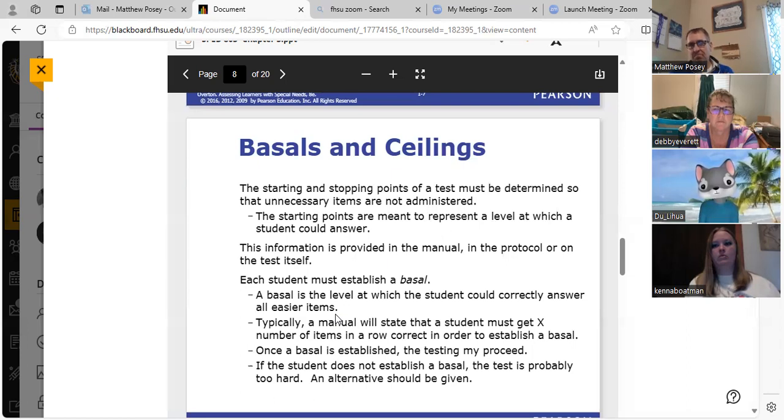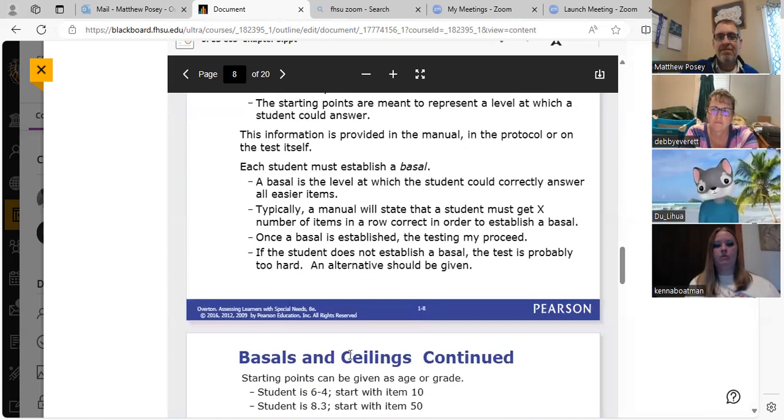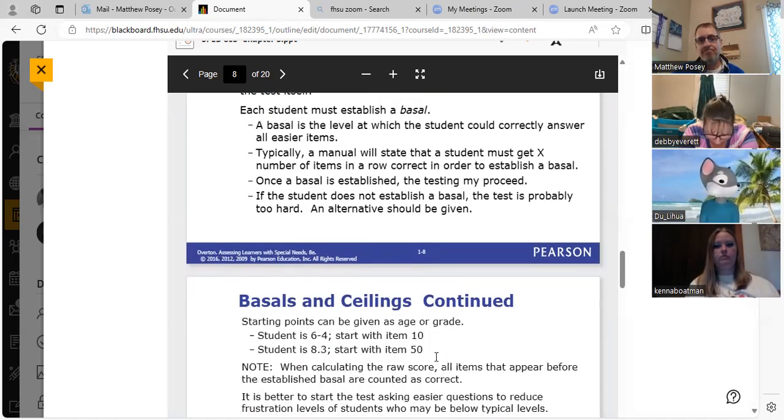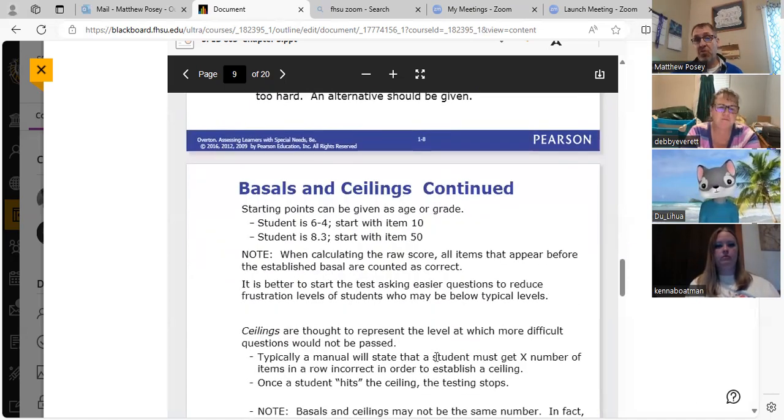I record it. Oh, okay. Started her on 15, she missed it. 16, she missed it. 17, she missed it. 18, she missed it. We hit the ceiling, I stop it. We move on. That makes sense? So not all of the subtests are like that, but there are some in there. Okay, so that's kind of how that works. And in each one, the basal and ceilings are going to change depending on the age or grade level of the student.